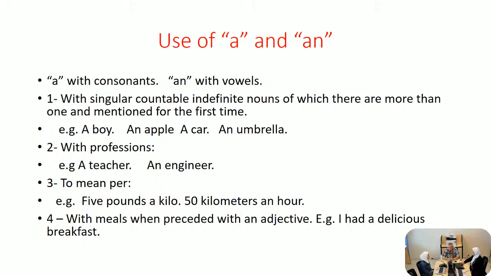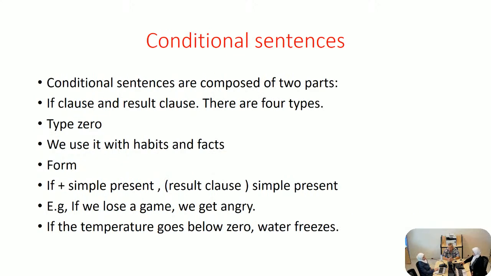They are also used to mean per, which is every: 5 pounds a kilo, 50 kilometers an hour. Or with meals when preceded by an adjective: I had a delicious breakfast. Because meals usually don't take an article: we had lunch, we had breakfast. But when we have an adjective, we put a.